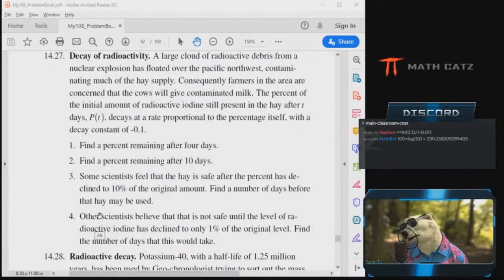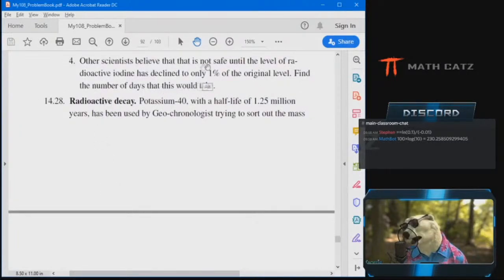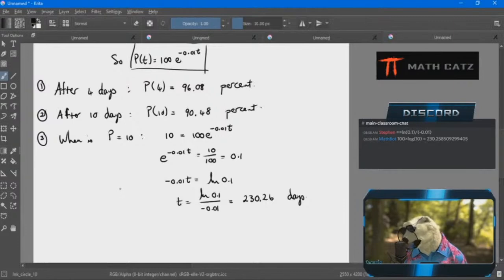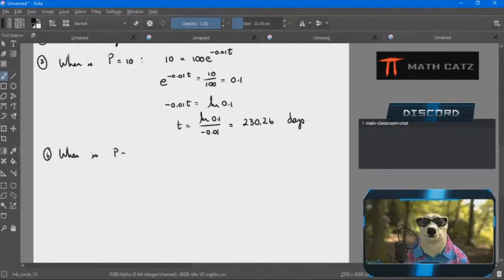However, other scientists believe that it's not safe until the level of radioactive iodine has declined to only 1% of the original level. Find the number of days that this would take. So now I'm going to do exactly the same, except ask the question, when is my P value 1? So that's going to be when I plug in 1 for P and solve for T.